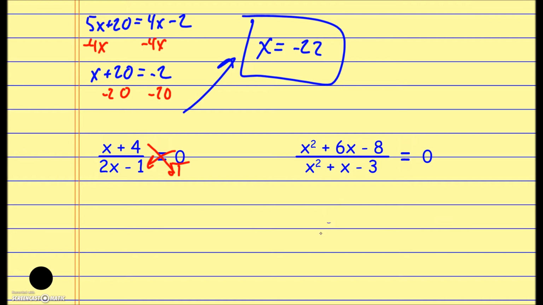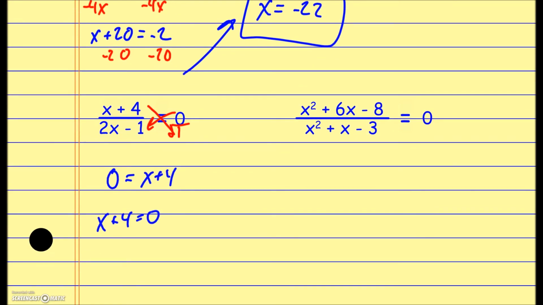What happens here when I cross-multiply, when I do 0 times the 2x minus 1, it just gives me a 0. And when I do x plus 4 times the 1, it just gives me an x plus 4. Okay? So what I end up with is just x plus 4 equals 0. And now that's a really, really easy equation to solve. I just subtract this 4 from each side, and I find out that x equals negative 4.